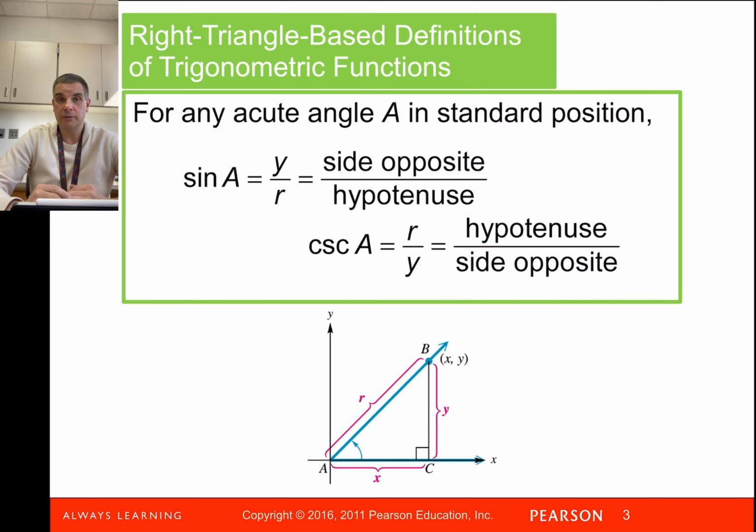So the sine value is the length of the opposite side. In this drawing they have down here, that's y over the hypotenuse r. So sine is opposite over hypotenuse, SOH.